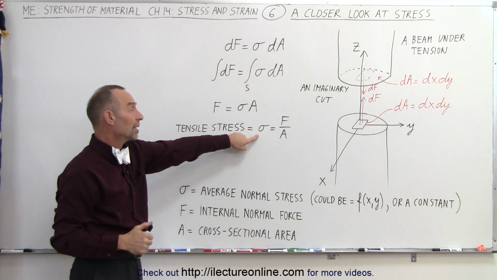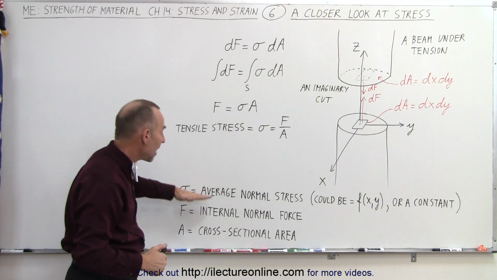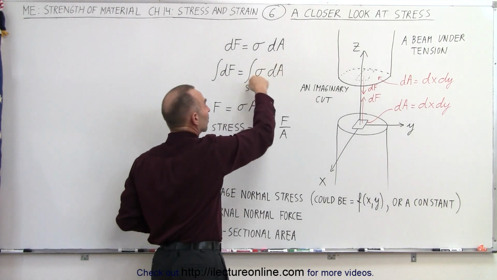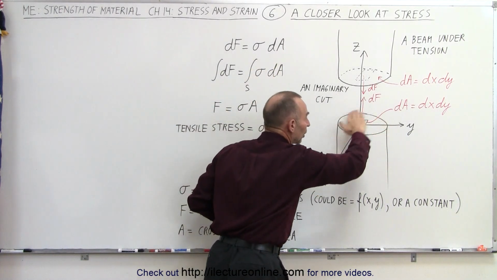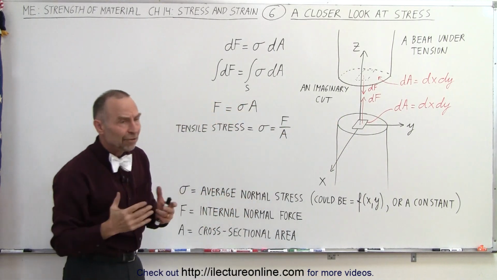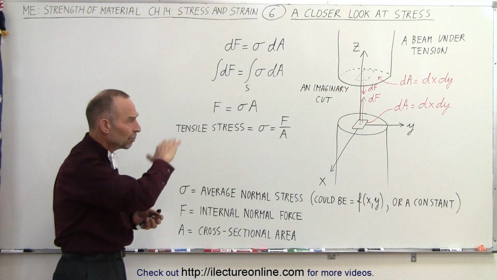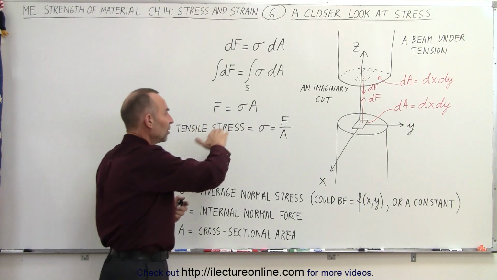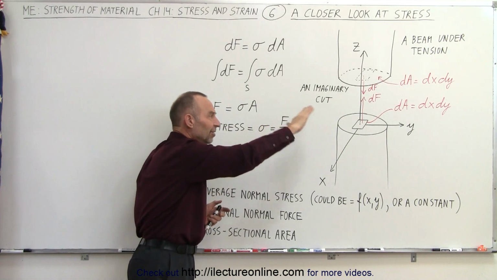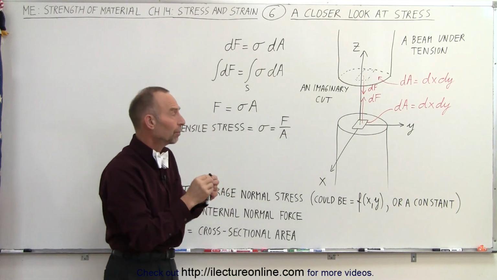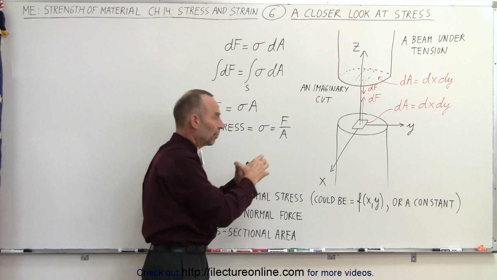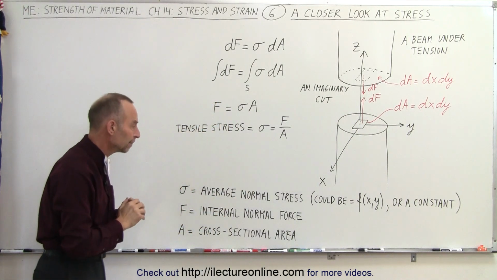Now, sigma here is defined as the average normal stress. Notice that sigma was part of the integration over the entire cut. If the material is completely homogeneous and isotropic, then sigma would be a constant. It would be the same everywhere, and it would simply be a constant multiplying the integral of the cross-sectional area, which represents the surface area of that cut.